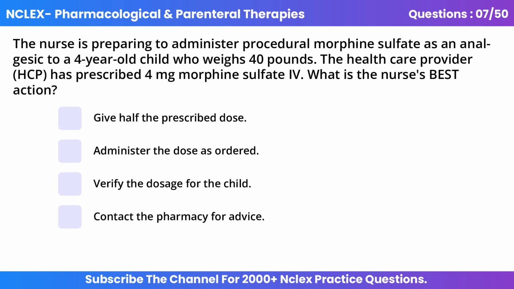Question 7. The nurse is preparing to administer procedural morphine sulfate as an analgesic to a 4-year-old child who weighs 40 pounds. The healthcare provider, HCP, has prescribed 4 mg morphine sulfate. What is the nurse's best action? C. Verify the dosage for the child.